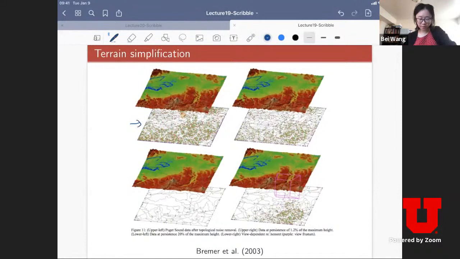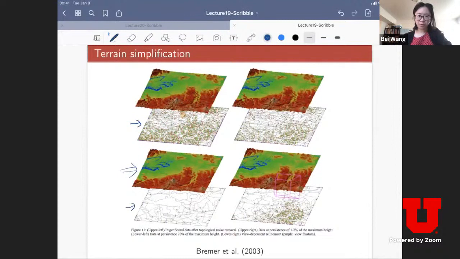But if you look at the actual behavior of the scalar field after simplification, it's hard to detect any visible changes. But if you look at the underlying Morse-Smale complex, it's actually simplified dramatically, okay? So the question is, why do we even want to do that? For example, if I want to perform any sort of downstream analysis over this terrain, it reduces the complexity of the domain, right? If I'm just storing the simplified Morse-Smale complex, it's much smaller than the original one.